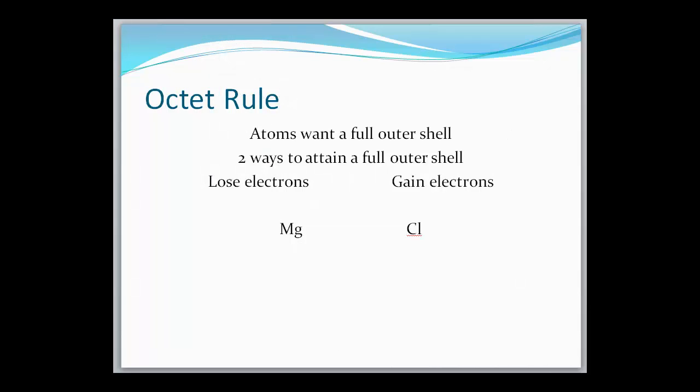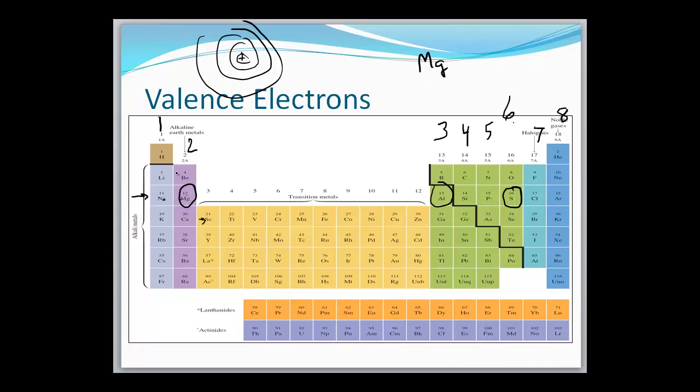Okay, so let's talk about the octet rule. The octet rule says that atoms want a full outer shell. And to get a full outer shell, atoms need 8 valence electrons. So if we go back and look at magnesium here, we know that magnesium has 3 energy levels, the first, second, and the third. So magnesium can get a full outer shell 2 ways. It can add 6 electrons to its third energy level, or it can get rid of 2 electrons in that third energy level. Then its second energy level would have 8 electrons.